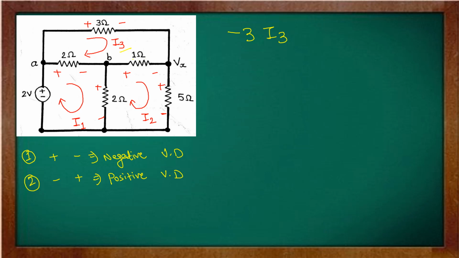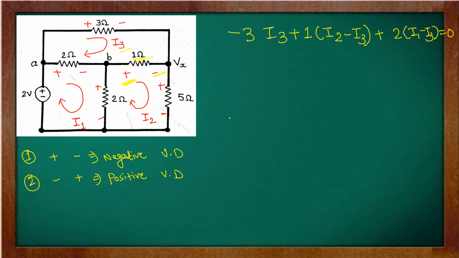Then for this 1 ohm, the polarity is changing from negative to positive. So second case, plus 1. I2 is entering from the positive terminal, I3 is from the negative terminal. Same for the 2 ohm resistor. Voltage drop is plus 2, current is I1 minus I3, which is equal to 0.